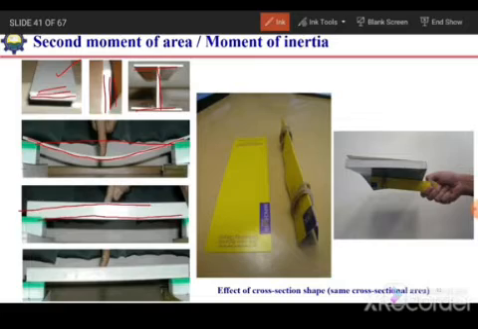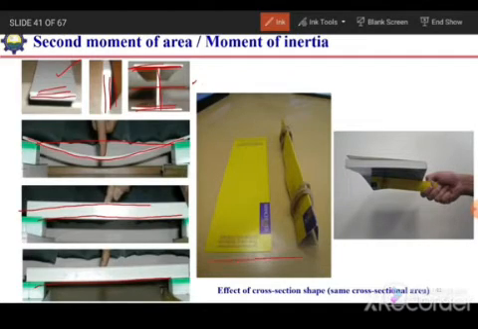And in the third case, the moment of inertia is further increased because of changing the orientation. We have removed the material near the neutral axis and shifted it away from the neutral axis. As a result, the moment of inertia will increase, the second moment of area will increase, and we will have a higher stiffness of the member.